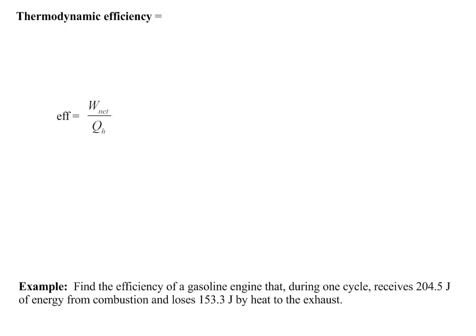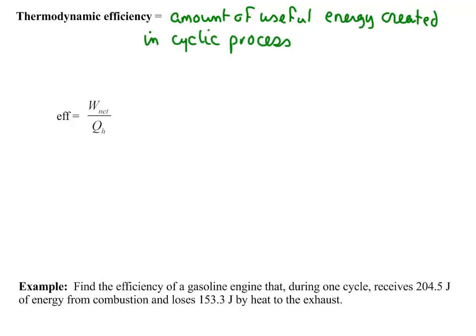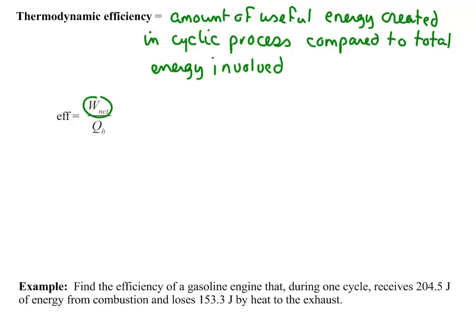Let's take a look at efficiency for a thermodynamic system. It's the amount of useful energy created in a cyclic process. And we compare that then to the total amount of energy involved. So the efficiency equals the net work, which is what's coming out, divided by the hot thermal energy input.